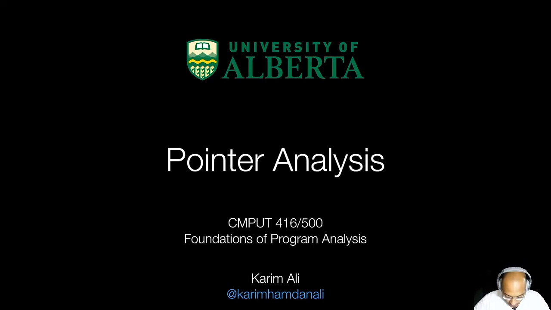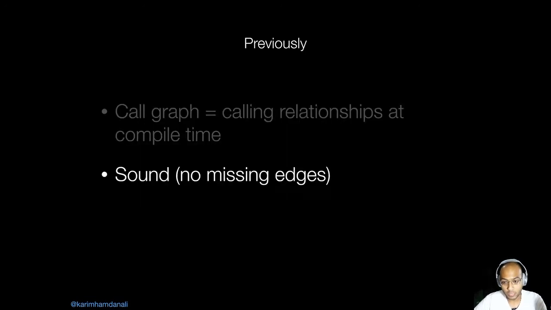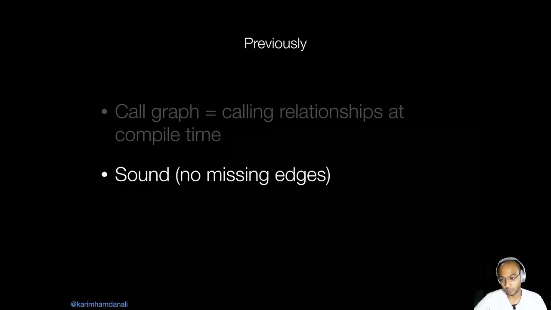All right then. So in today's lecture, we're going to discuss pointer analysis. But let me refresh your mind very briefly about what we discussed last week. We discussed very extensively what a call graph is. It's basically a data structure that represents the calling relationships between methods in a program at compile time. We need the call graph to be sound, meaning that it should not miss any calls that may happen at runtime. So it should exhibit all those potential calls that may happen at runtime.